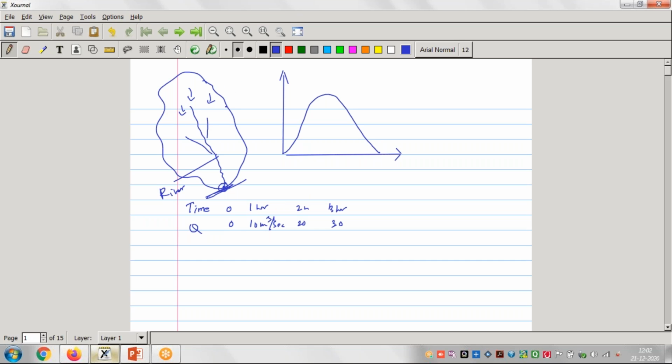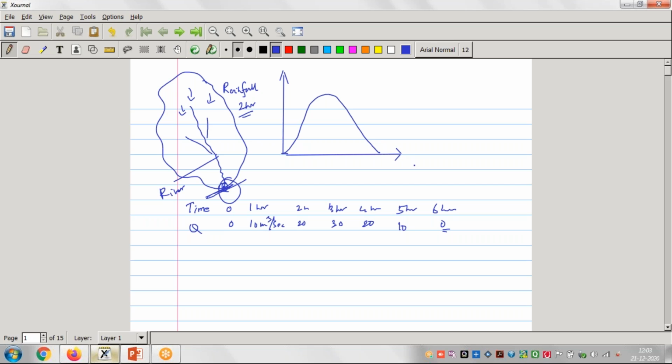Now this rainfall occurred for say 2 hours. So after 2 hours, it is stopped. Then after 4 hours, the discharge which is collected here is now reducing. Then after 5 hours, it is 10, and then after 6 hours, it becomes almost 0, right?